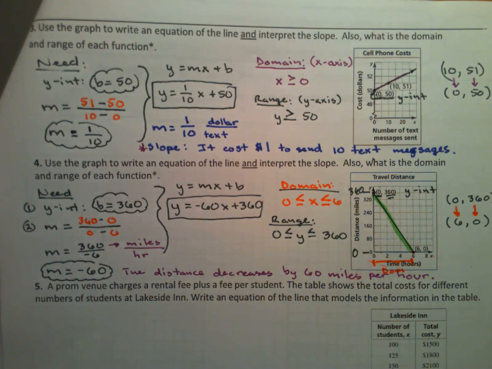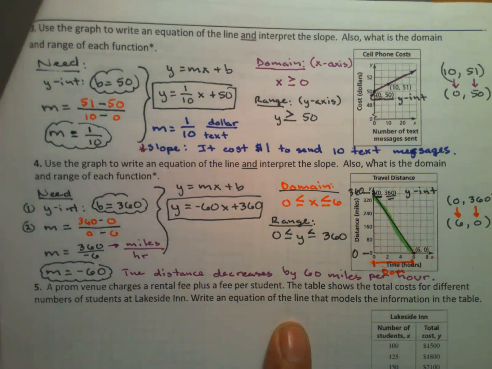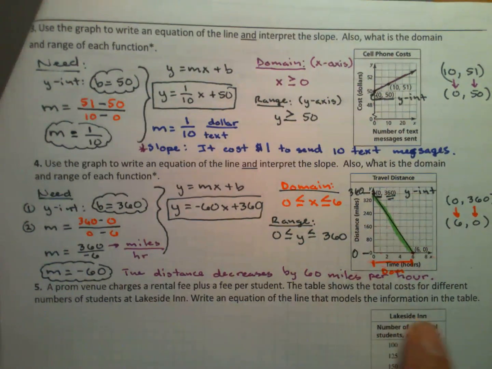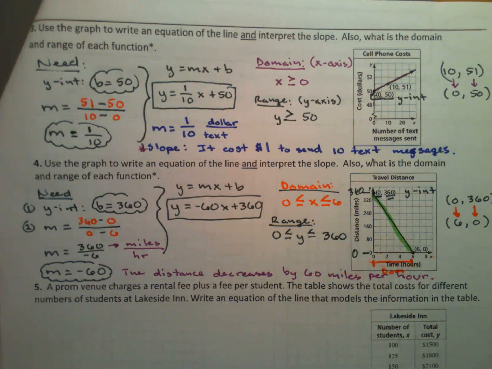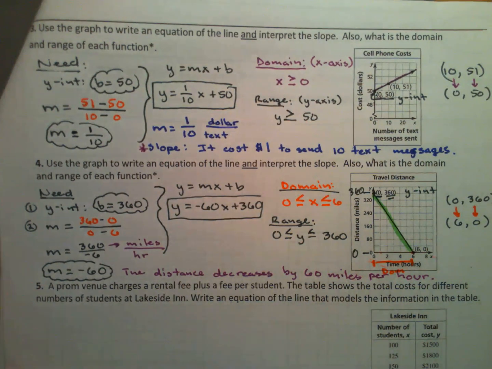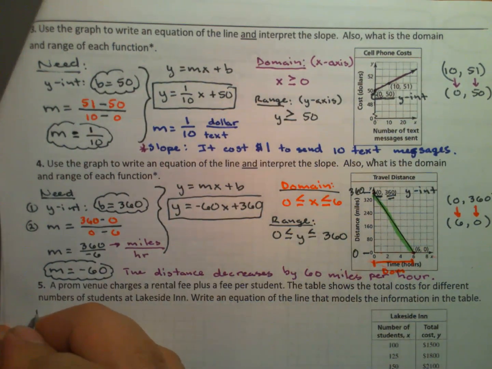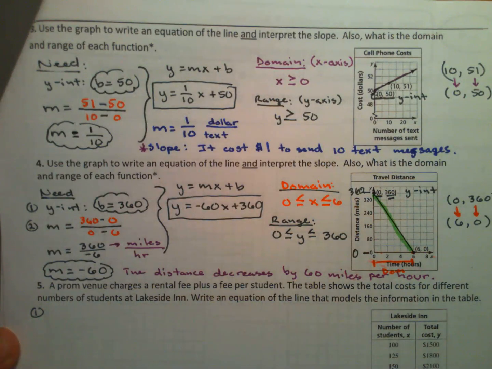A prom venue charges a rental fee plus a fee per student. The table shows the total cost for different numbers of students at Lakeside Inn. Write an equation of the line that models the information in the table. All right, so they just want an equation of a line. It doesn't change anything. Number one, let's see what we need.